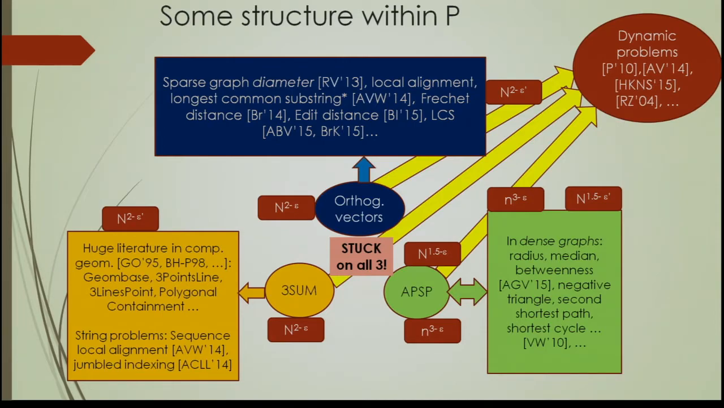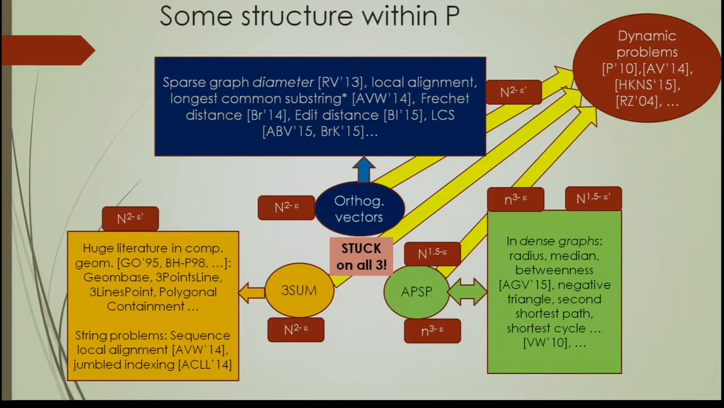Orthogonal vectors, the problem where you're given n vectors and you want to know if two of them are orthogonal. We have reductions from that problem to a bunch of problems in sparse graphs and a bunch of problems in string matching or sequence alignment and so on. So for example, if you have an n to the 2 minus epsilon algorithm for any of these problems, longest common subsequence, edit distance, Frechet distance, and diameter and so on, then orthogonal vectors also has a subquadratic time algorithm.